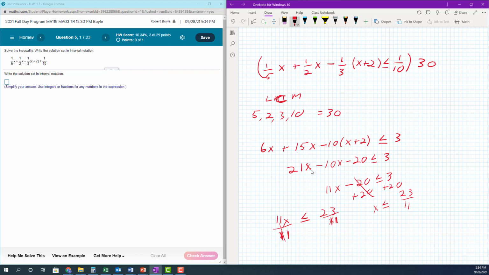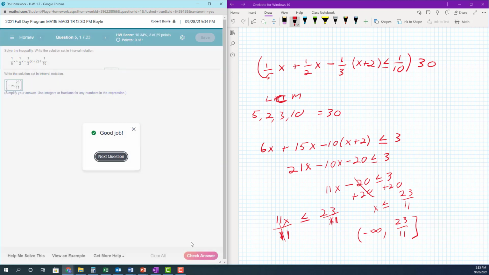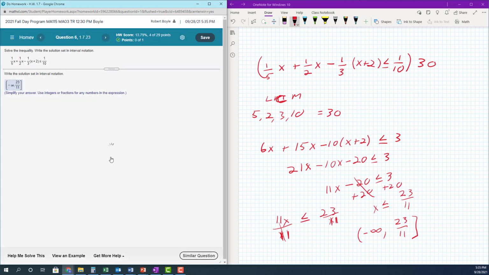Now what would that look like? That should look like negative infinity, comma, 23 over 11, bracket. And let's see if that's right. So parenthesis, negative infinity, comma, 23 slash for fraction 11 over here. Go move the cursor, bracket, and let's see if I'm right. Yes, I actually did it right. I was a little worried about that one.